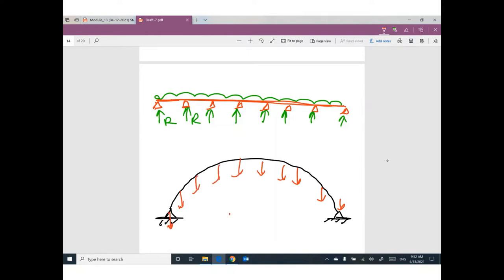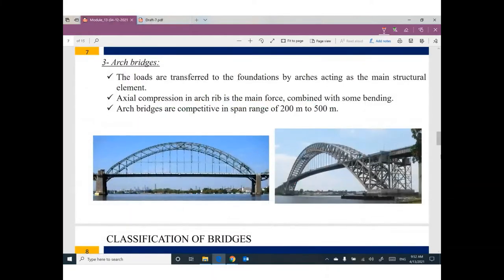So we can analyze this arch. So the meaning of this arch bridge, we have this arch. This arch is thrust arch. This arch is supporting these vertical ties. That makes sense? And these vertical ties are supporting this deck of the bridge.